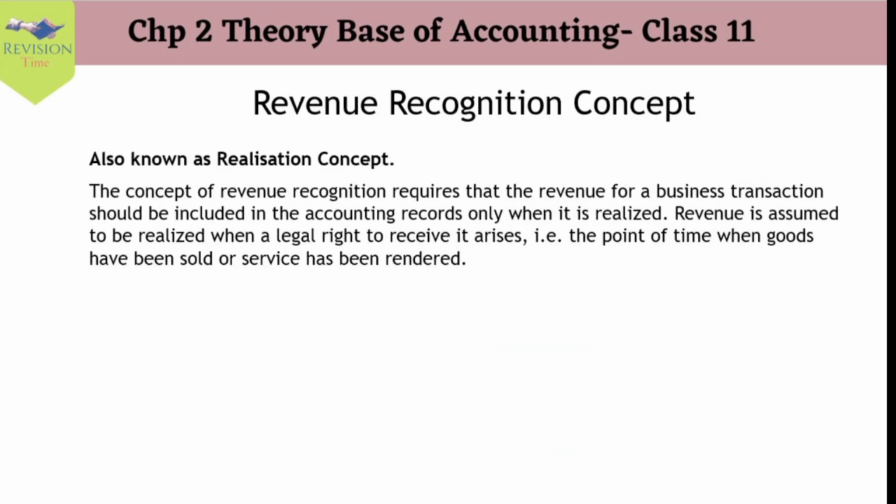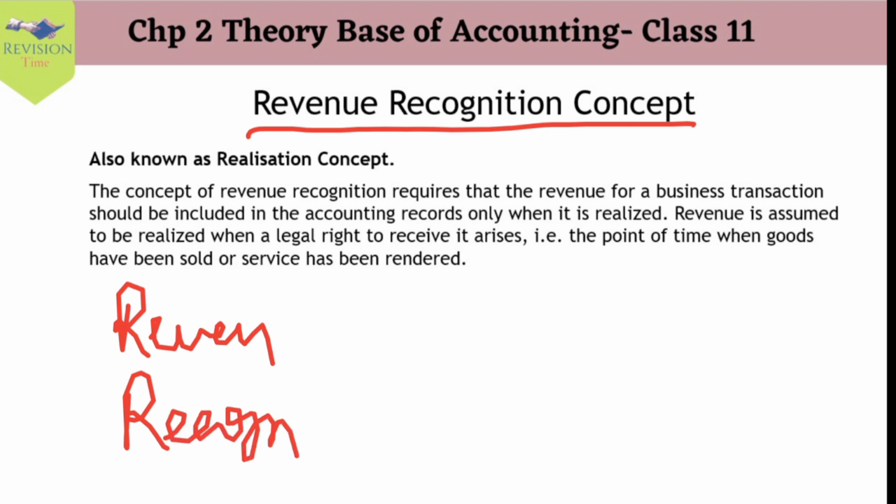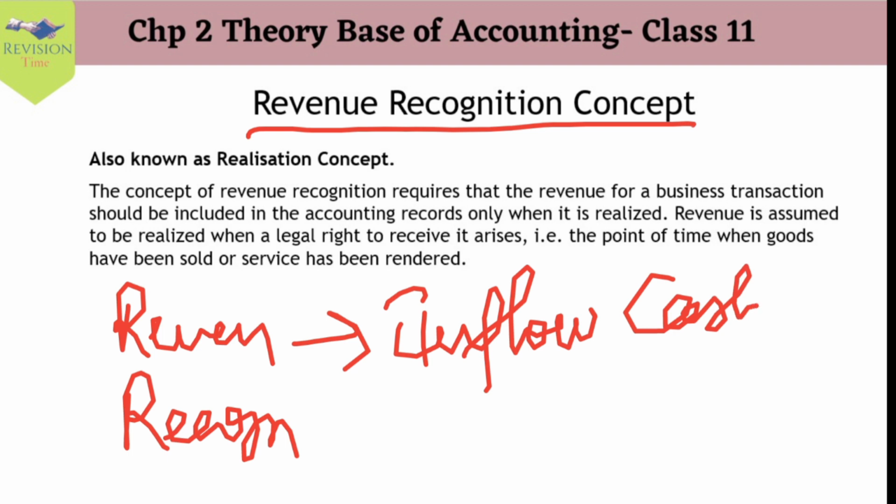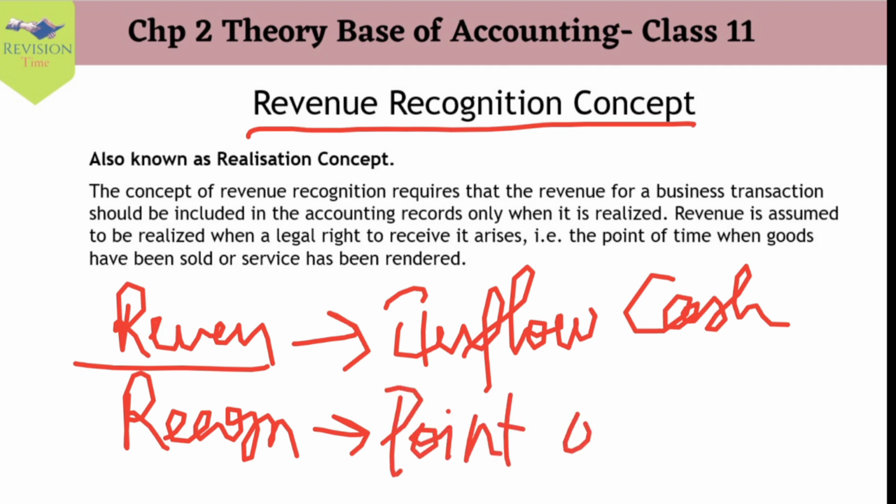So, first concept for the day is revenue recognition concept. Before we understand about this concept, let us understand what is revenue and what we are recognizing. Here, revenue means inflow of cash. Cash inflow by the business activities, maybe by sale of goods or services rendered. Whatever cash is coming into the business is revenue for the business. Recognition is point of time. Point of time the good was sold or the service was rendered.